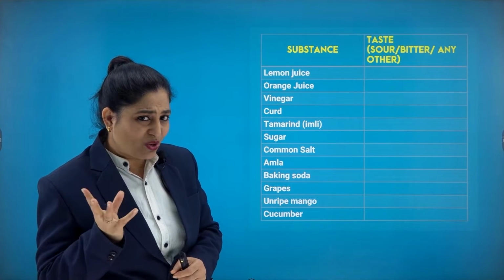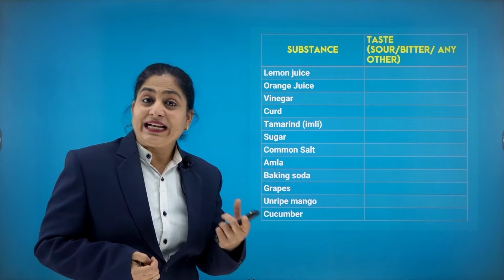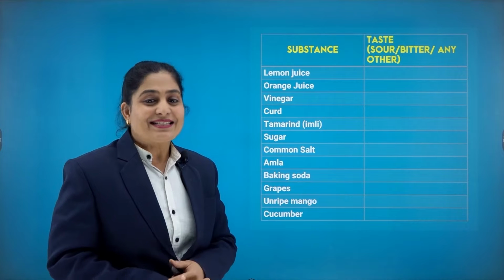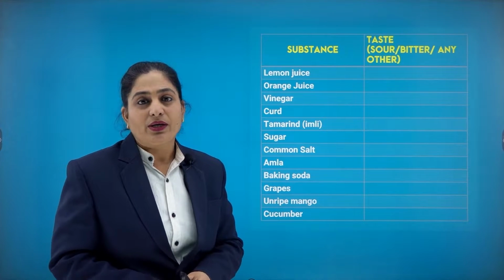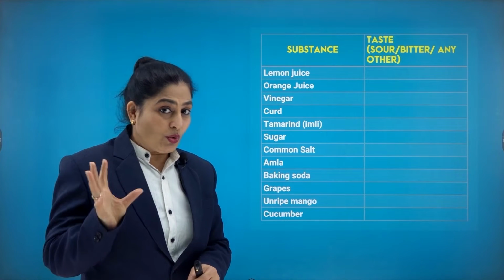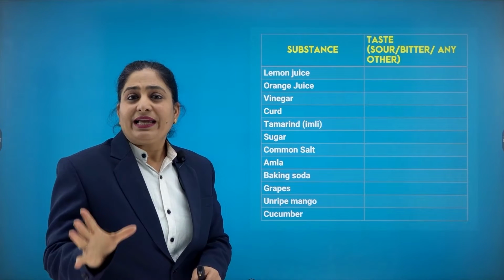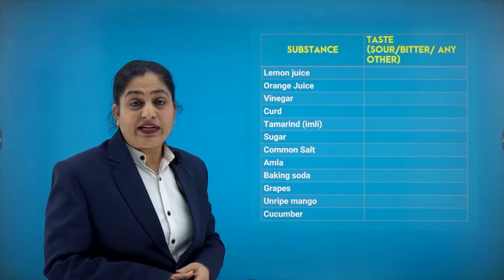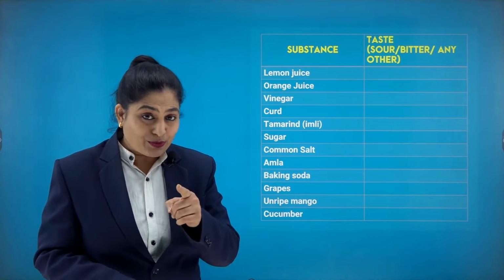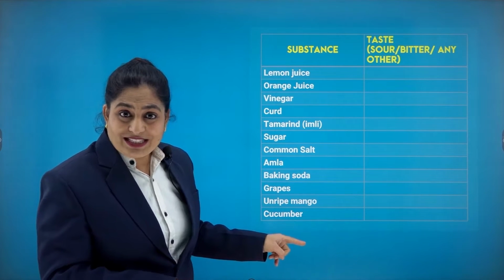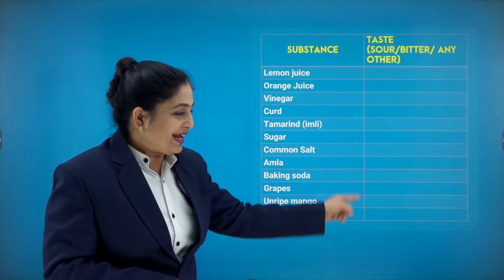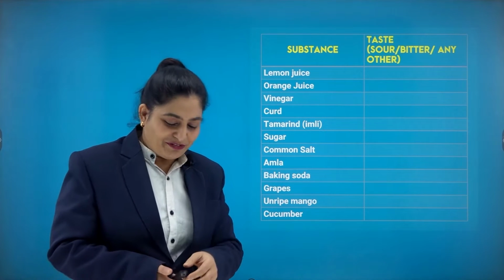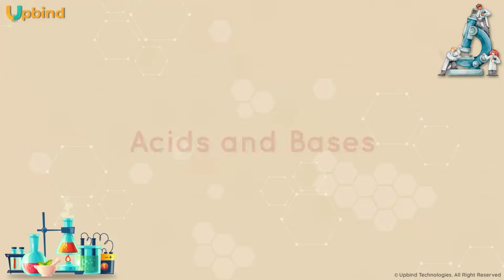Baking soda, somewhat salty, somewhat bitter in taste. Grapes, again sour in taste. Unripe mango, kacha aam, again sour in taste. Cucumber is somewhat salty, having some water in it. So we can say yes, different substances have different tastes. What you are supposed to do is write all these substances in your copy and write the taste of all these substances. Isn't it interesting? After this activity, let us move further.